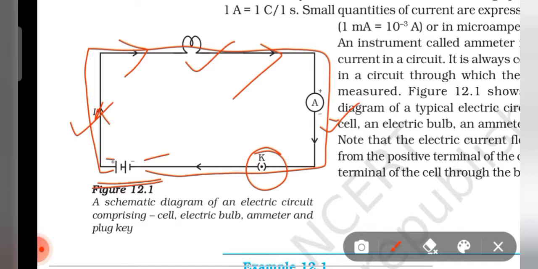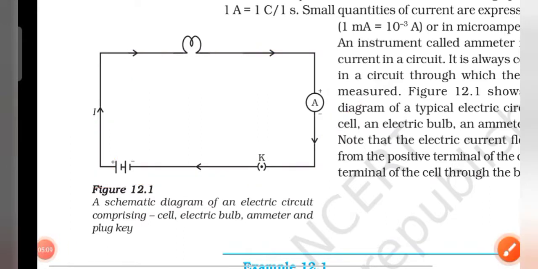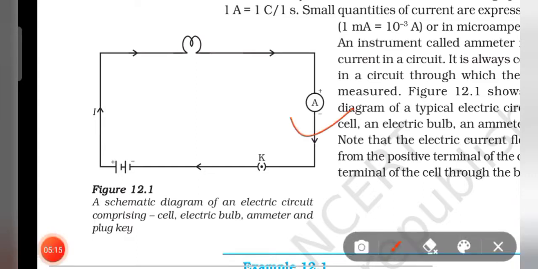For numericals, you take a look and then remember. Now I want to tell you that current is measured by an ammeter. Through this ammeter only, current is measured.